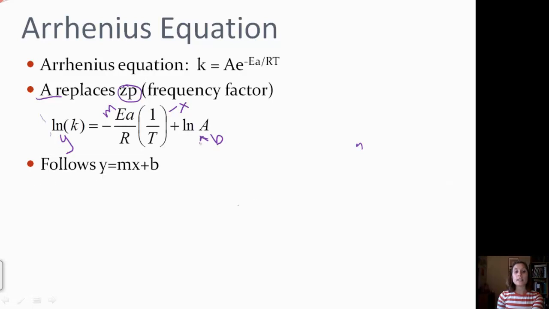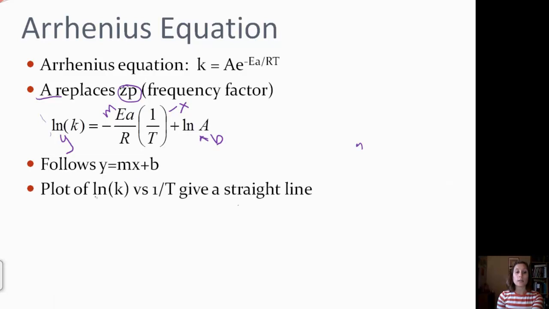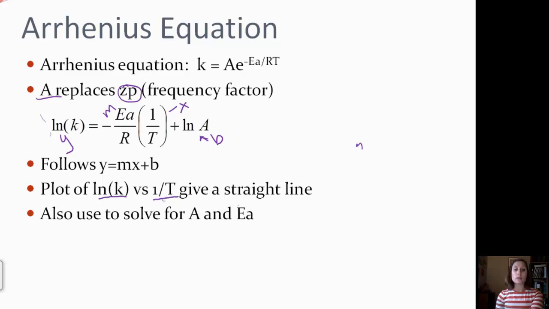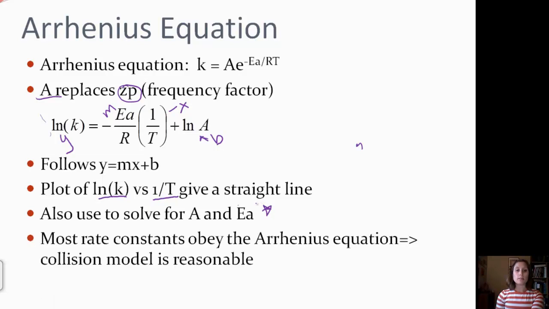And so we can plot this and get a straight line if we plot natural log of k versus 1 over T. If the rate constant follows the Arrhenius equation, a plot of these values will give a straight line. And then we can also use this to solve for A and E_A. Considering that most rate constants do obey the Arrhenius equation, the collision model is really reasonable as far as how and why things are colliding and producing products.